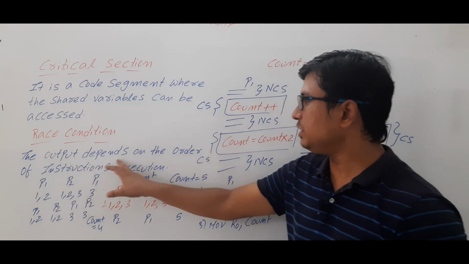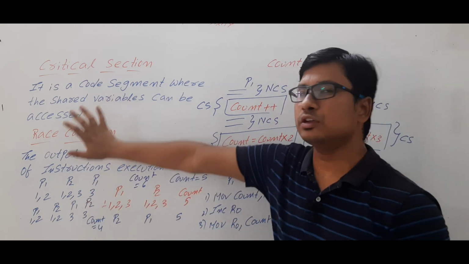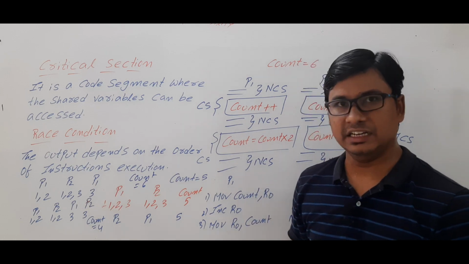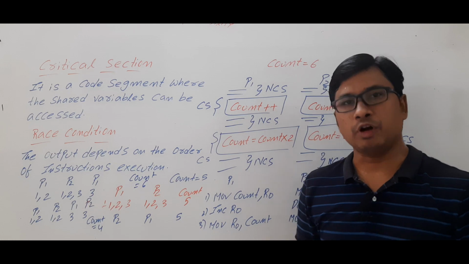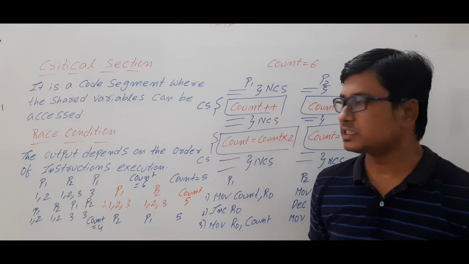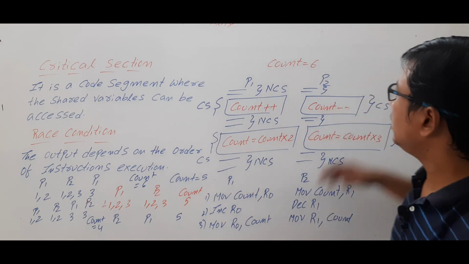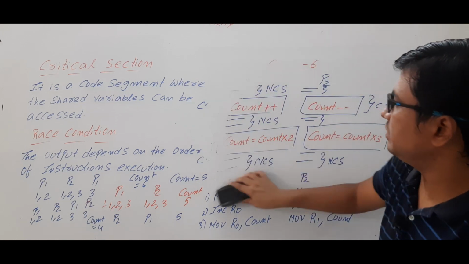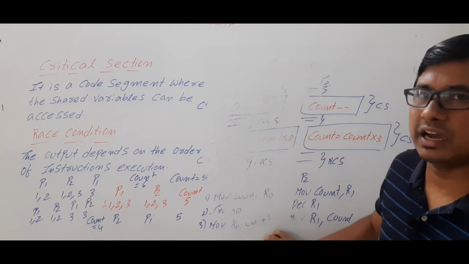So the output depends on the order of instruction execution. This scenario we will call a race condition. I hope you have understood. Now this race condition is a problem for us. Are you able to understand? Now how can we overcome this race condition? Is it clear? How we can overcome it, we will discuss. This can be overcome with the help of synchronization mechanisms.